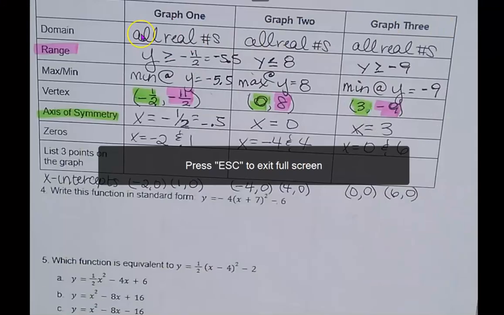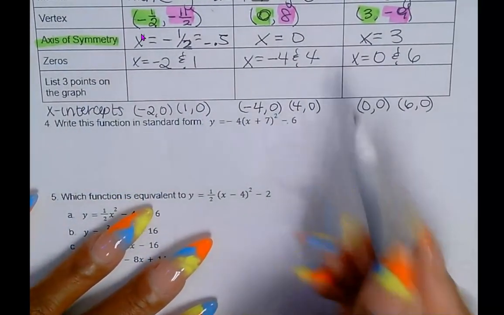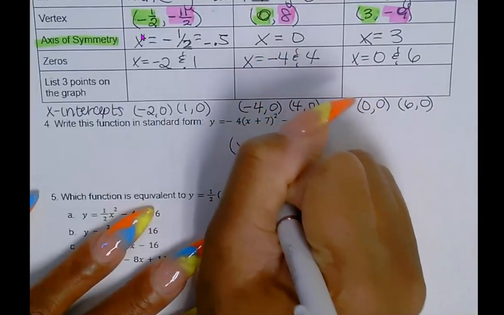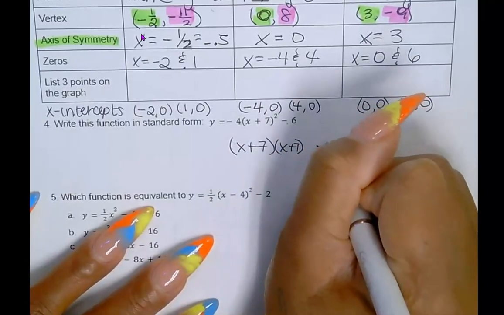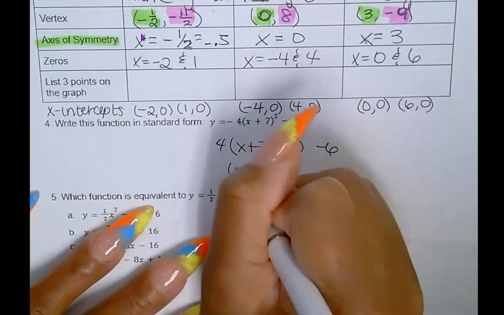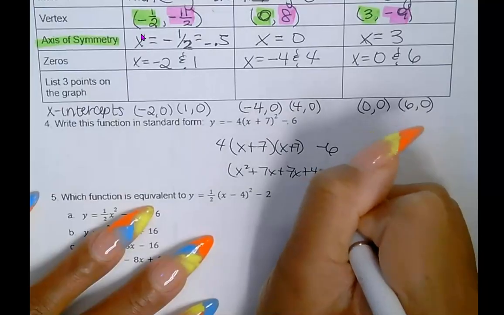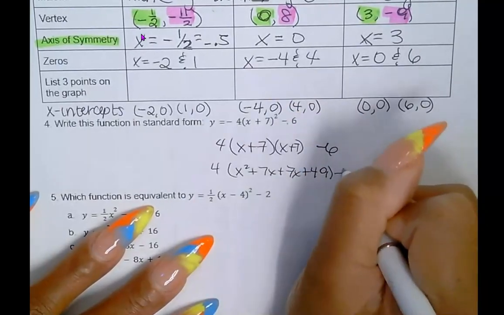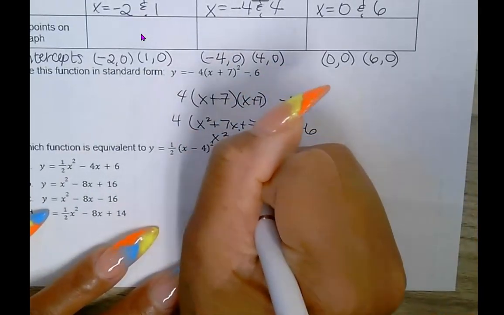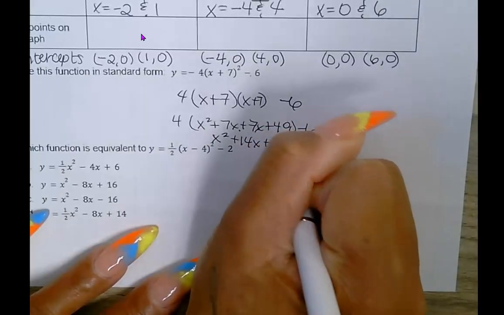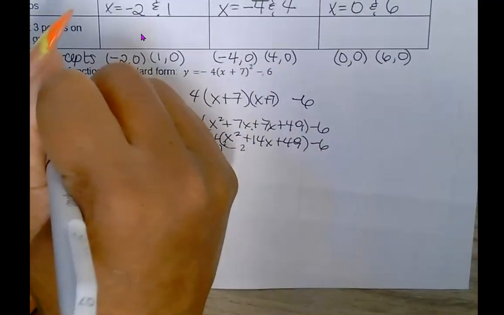Alright, so over here on this one, we are going to square this. I would just put this in Desmos to see who's equal. But we're going to square x plus 7, and then subtract 6 and multiply by 4. So this is (x squared plus 7x plus 7x plus 49) times 4 minus 6. So 7x plus 7x is 14x. So this is (x squared plus 14x plus 49) times 4 minus 6.